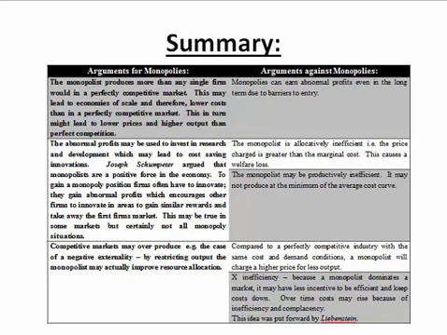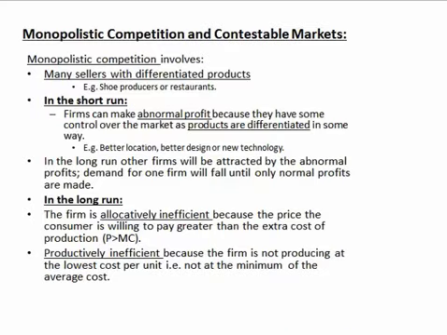Monopolistic competition and contestable markets. So far we've studied perfect competition, with many producers and no barriers to entry, and monopoly, with a single producer in a market with significant barriers to entry. While monopolistic competition is often mistaken for a combination of these two concepts, it's a distinctly separate market form. Monopolistic competition involves many sellers with differentiated products, for example shoe producers or restaurants. In the short run, they can make abnormal profits because they have some control over the market as products are differentiated in some way, for example better location, better design or new technology.